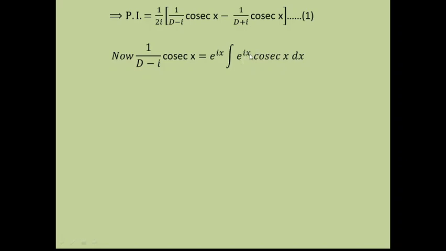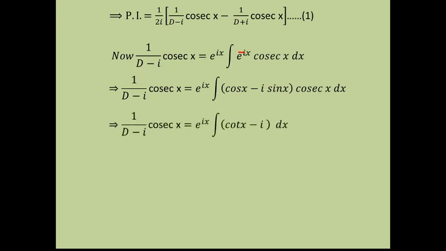integration of e power, here it should be minus ix, operating on the function that is cosec x. Now e raised to power minus ix, according to the formula, is cos x minus i sin x. That we will write for simplifying this integral.